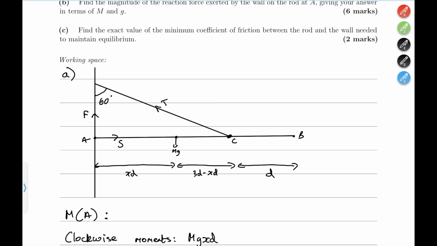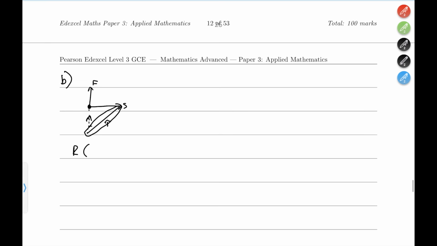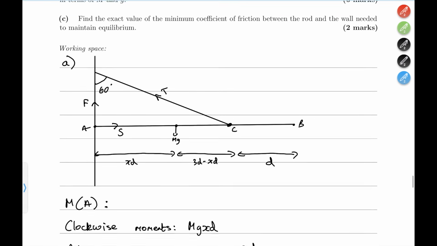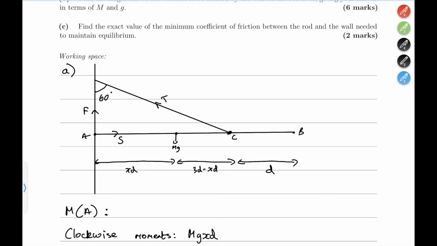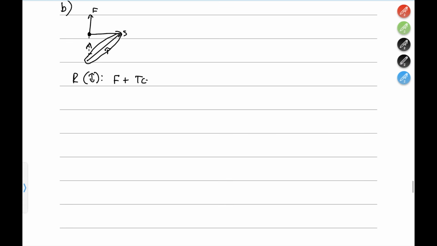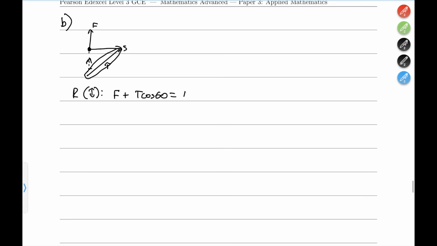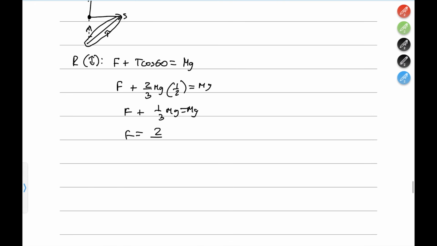Let's resolve vertically first. Okay, we'll resolve vertically. So if we do that, we're going to get F plus the vertical component of the tension, which is going to be T cos 60. So F plus T cos 60 is going to be equal, well, there's only one thing acting downwards, and that's mg. And well, we know T is 2 over 3 mg, and cos 60 is a half, equals mg. So F plus a third mg equals mg. So F is equal to 2 over 3 mg.